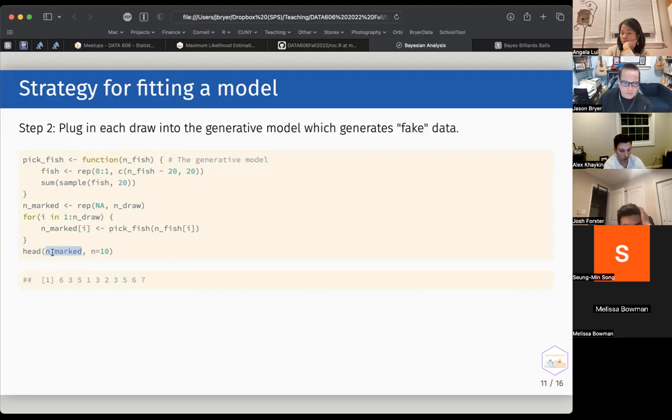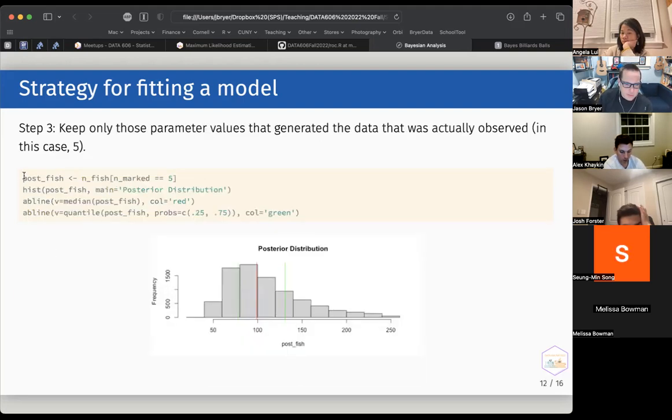So now I have this vector of 100,000. I'm going to keep all the ones that are equal to 5, because that's actually what I observed. When I went out on my boat, I caught 5 fish twice. So I'm going to keep those, and I'm just going to plot the histogram. We call this the posterior distribution. These are all the numbers of fish that resulted in what I actually observed.